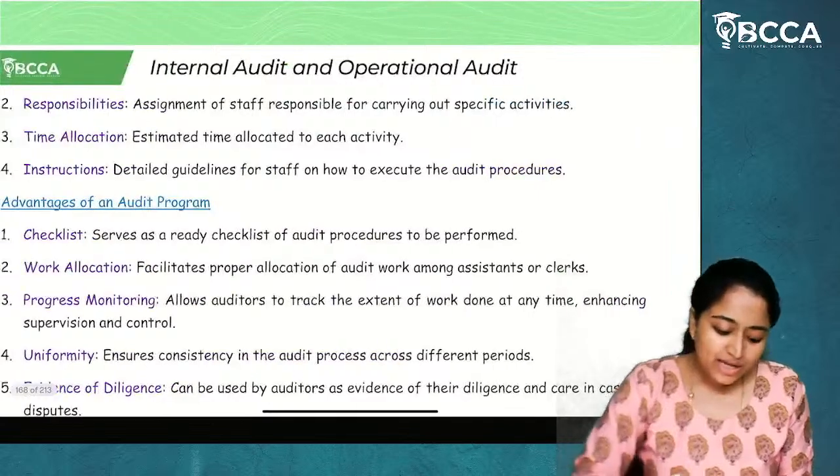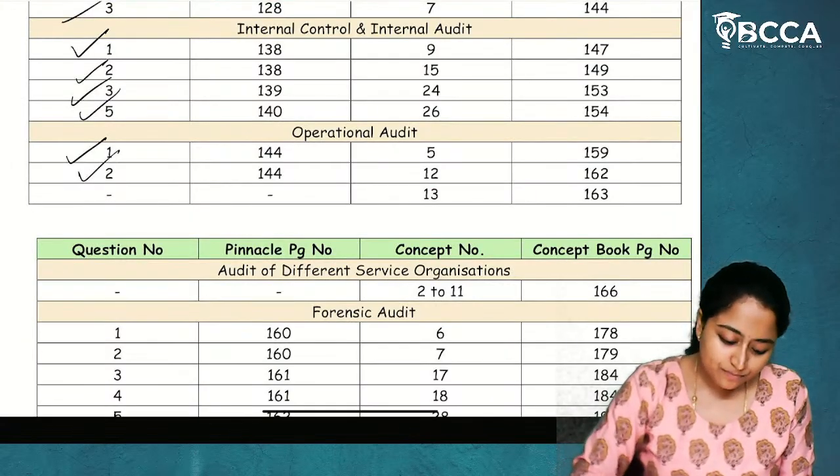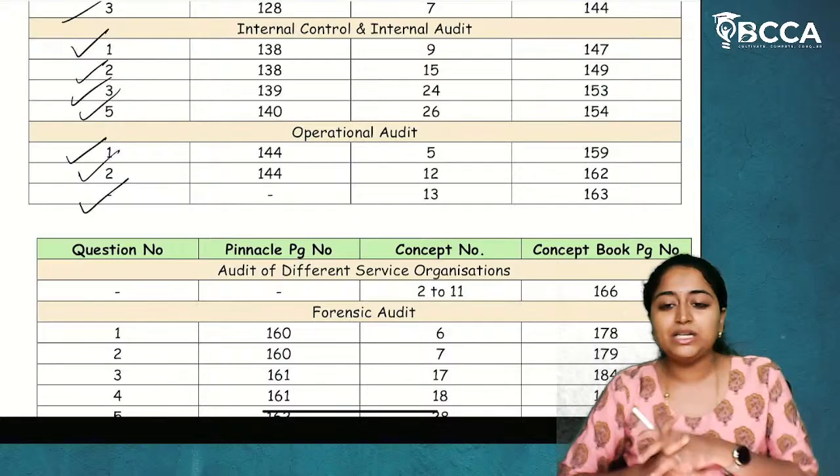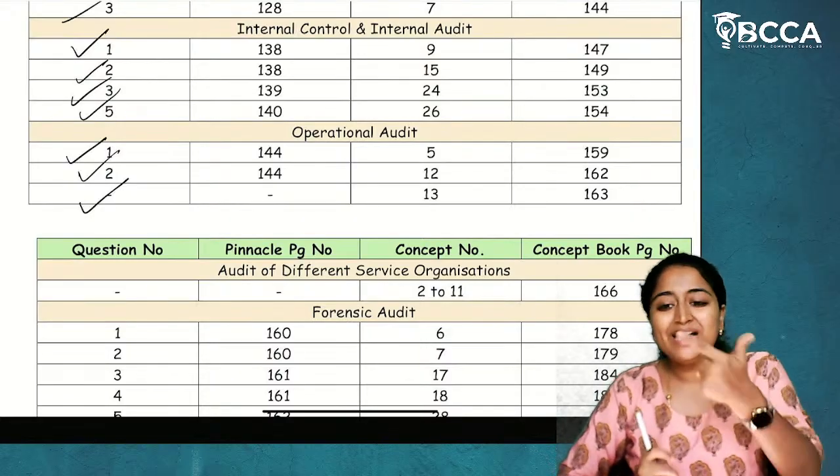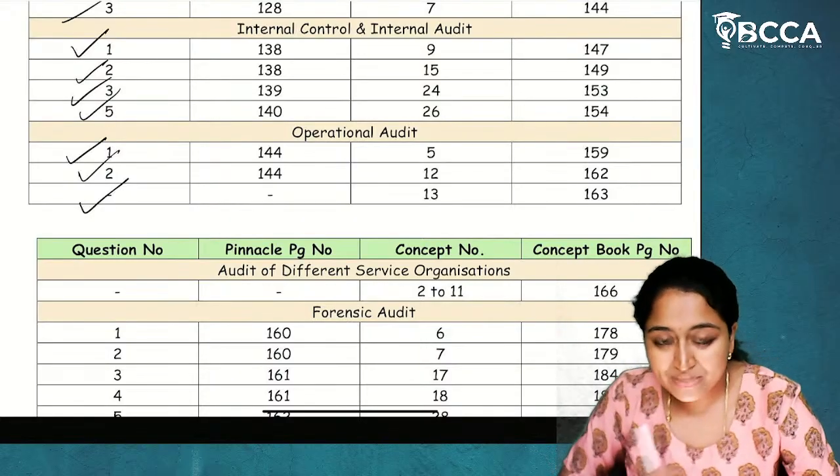So, these are the important Super 50 questions from Section C, Internal Control and Internal Audit, Unit 1 and Unit 2. I hope it is clear.